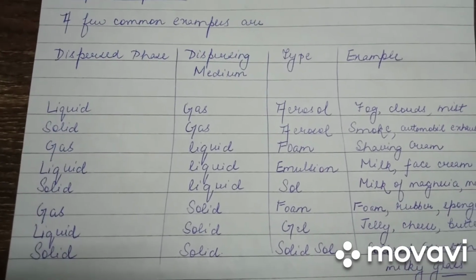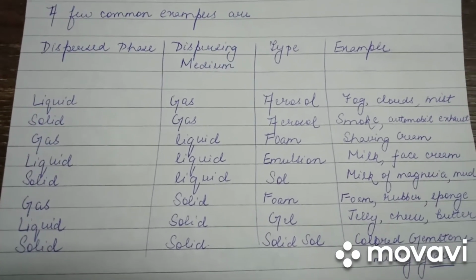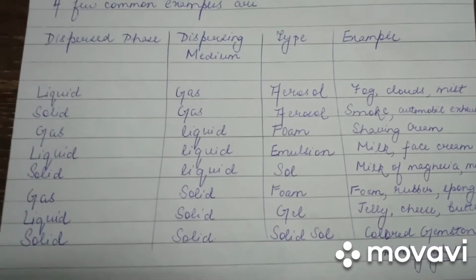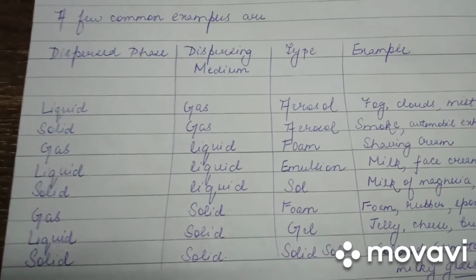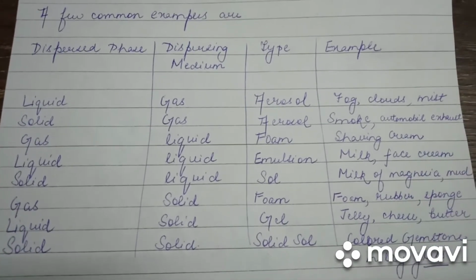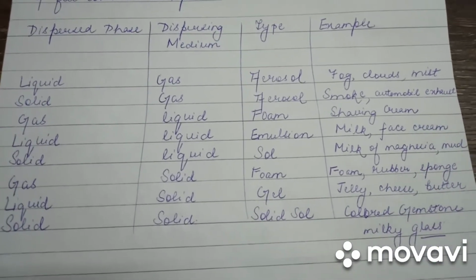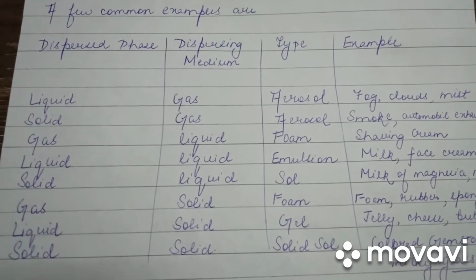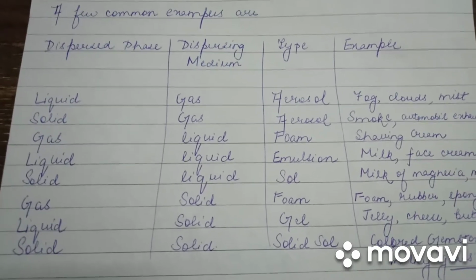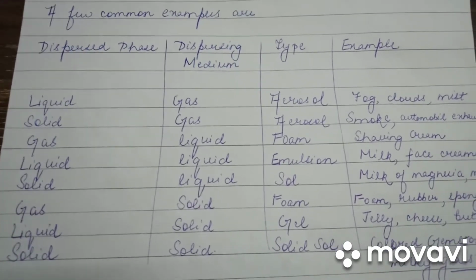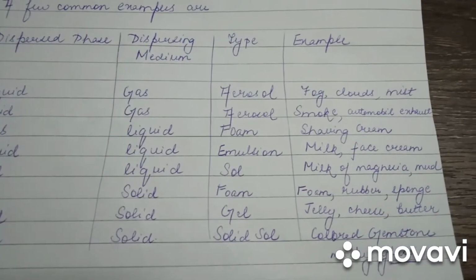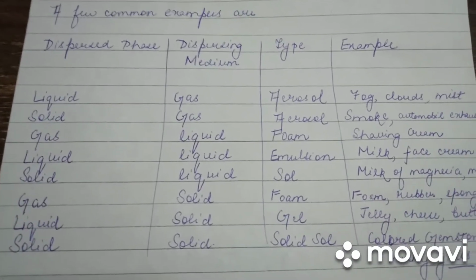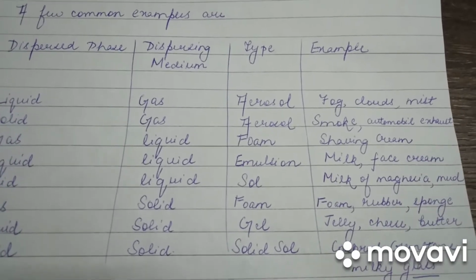Dispersed phase liquid and dispersing medium gas, type aerosol, examples fog, clouds, mist. Dispersed phase solid, dispersing medium gas, type aerosol, examples smoke, automobile exhaust. Gas and liquid form foam, an example can be seen in shaving foams. Liquid and liquids form emulsions, seen in milk, face creams. Solid and liquids form sols. Examples are milk of magnesia, mud.